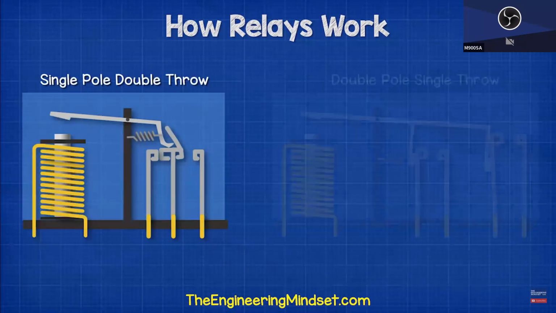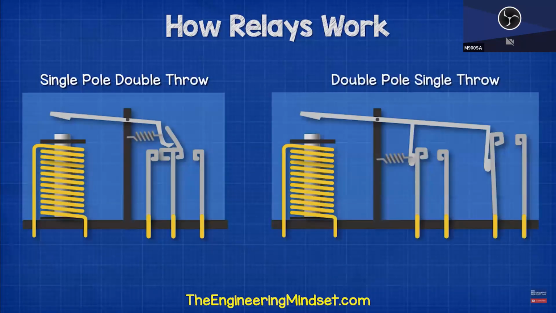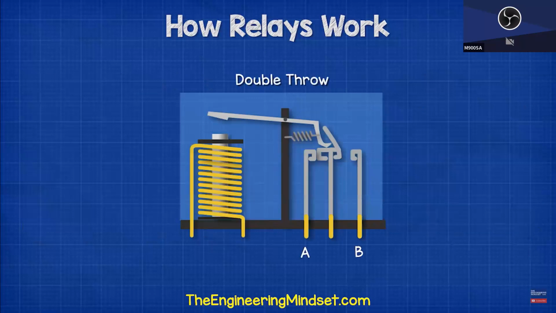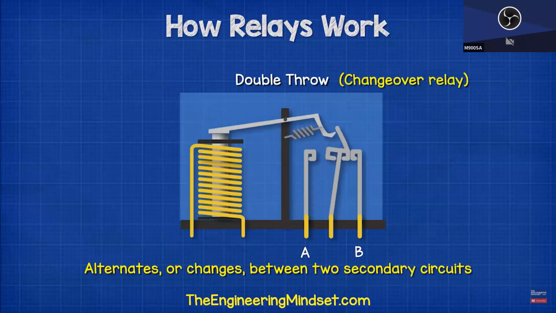When dealing with relays, you'll often hear the term throws. This refers to the number of contacts or connection points. A double throw relay combines a normally open and a normally closed circuit. A double throw relay is also called a changeover relay, as it alternates or changes between two secondary circuits.